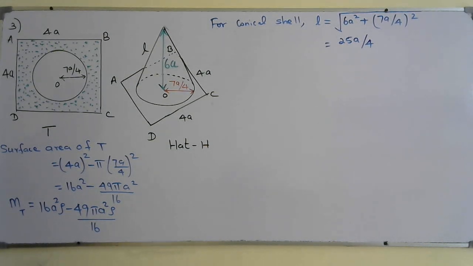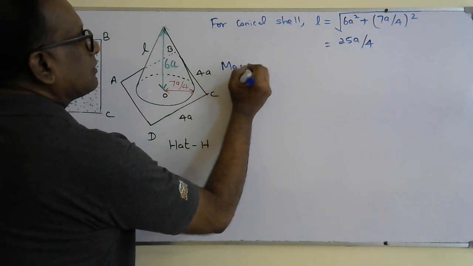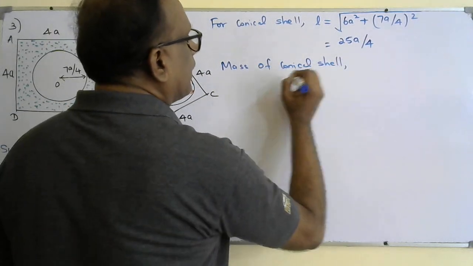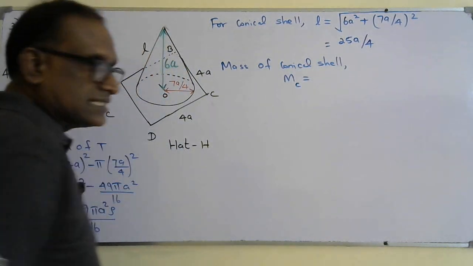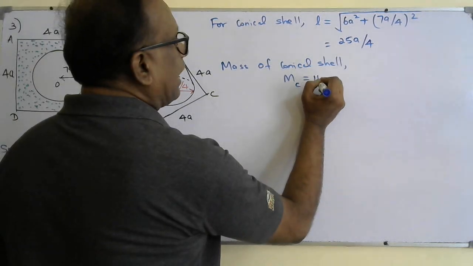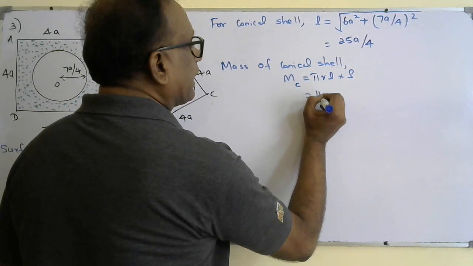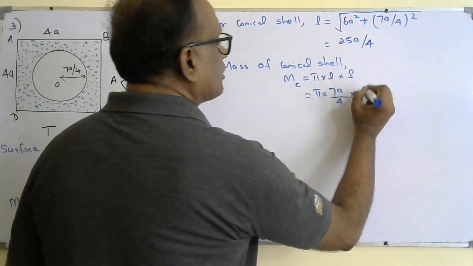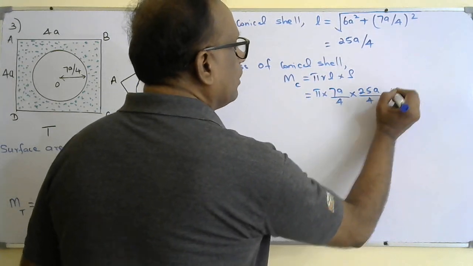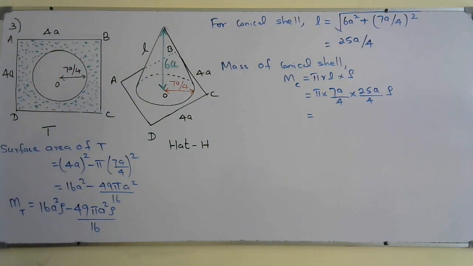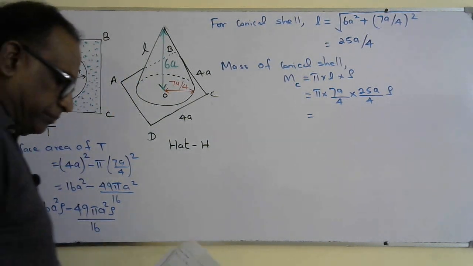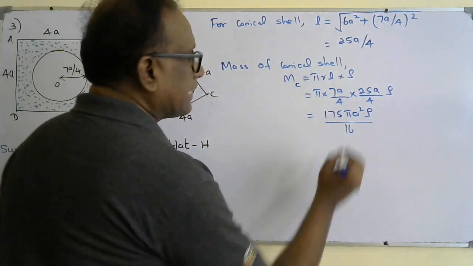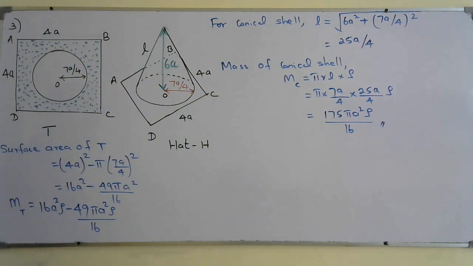Okay, so the surface area of the conical shell. So the mass of the conical shell, C stands for conical shell, is equal to the surface area, pi R L, into rho. So pi R is 7a by 4, into L, which is 25a over 4, rho. So that will be equal to 175 pi a squared rho over 16. Check it. That's the mass of the conical shell.